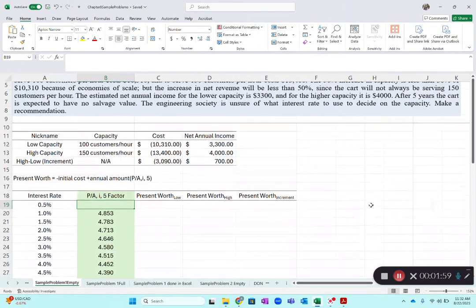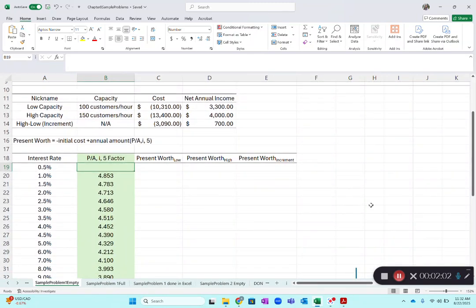So I summarized the information we're given in this table in Excel so I can use it as a reference. I have a nickname in the first column, I have low capacity and high capacity, and you'll notice that I now have an increment, which is going to be high minus low. For my incremental analysis, if you remember that from the previous chapter, I'm going to use that when my useful lives are the same or when they can be made the same. In this specific case, my useful life for both is going to be 5 years. So I can use an incremental analysis.